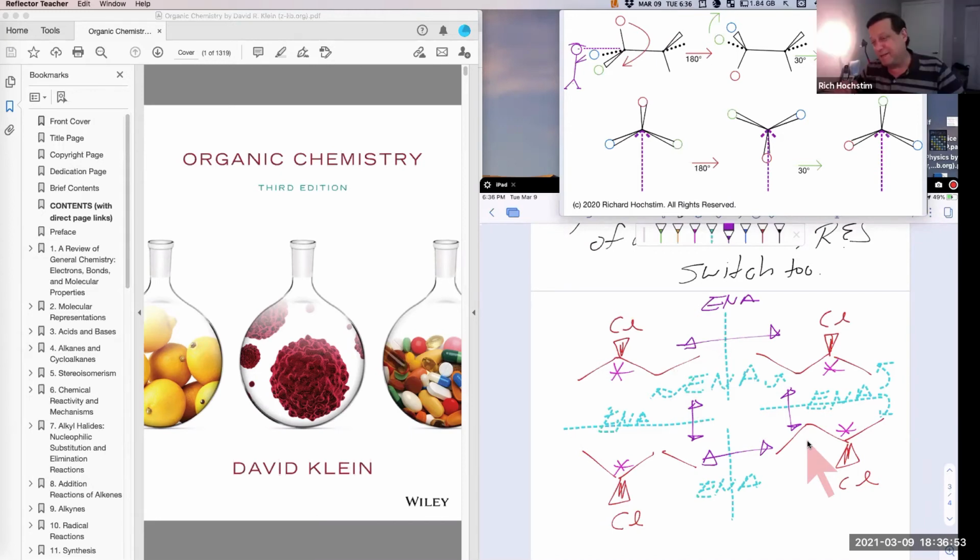Does that make any sense? I'm trying to flip it in my head to that configuration. Yeah, that's the hard way to do it. Okay, well, there's lots of hard ways to do it. You see, the enantiomer of the enantiomer is the identical image. Yeah. Okay.